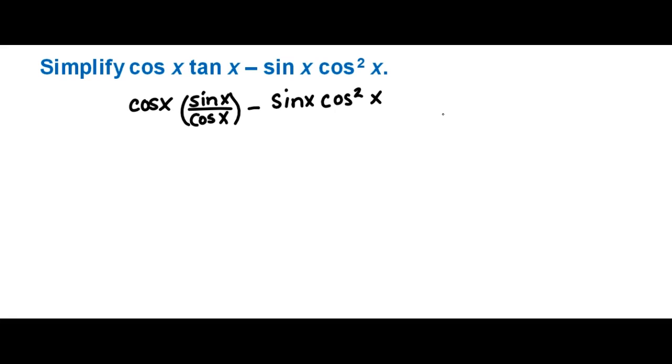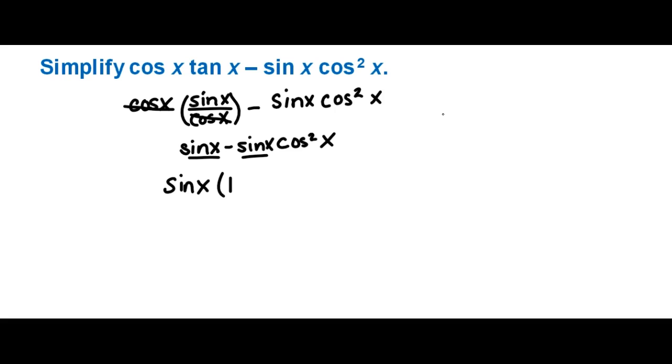So notice that conveniently the cosines cancel out, and we're just left with sine of x minus sine of x times cosine squared of x. So notice that both of these terms have a sine of x involved. So I can take a sine of x out. What multiplied by sine of x gives me sine of x?